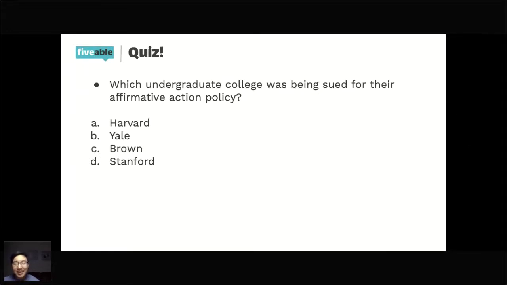I'll give you about 15 seconds to think which undergraduate college was sued for affirmative action. I mentioned this a lot of times. Okay, the answer is A, Harvard. They were the ones who were being sued for affirmative action, right?